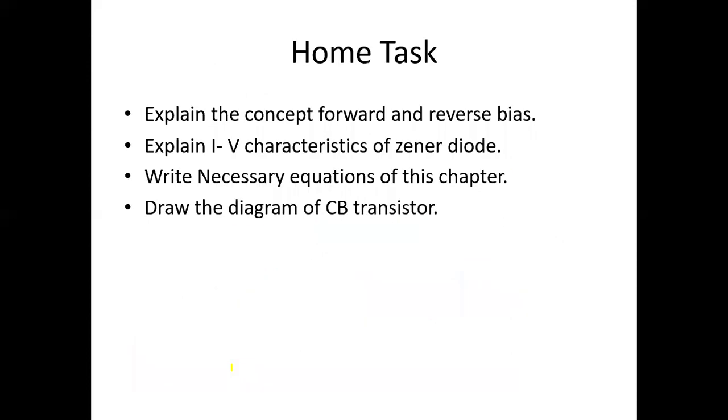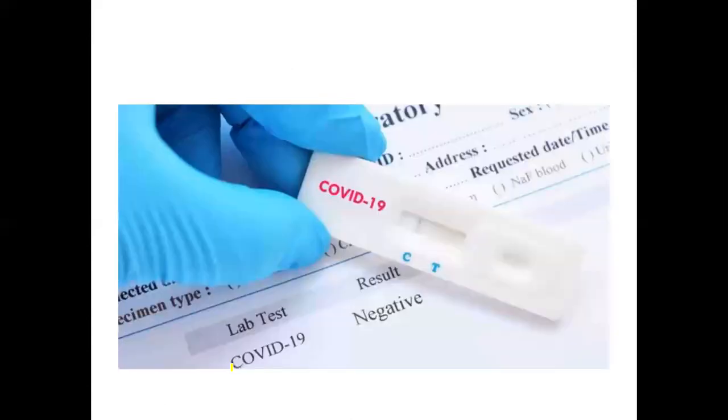There is a home task for you. Explain the concept of forward and reverse bias, explain the IV characteristics of a Zener diode, write the necessary equations that we have discussed in the previous two or three slides, and draw the diagram of the common base transistor. That's all the home task for you.